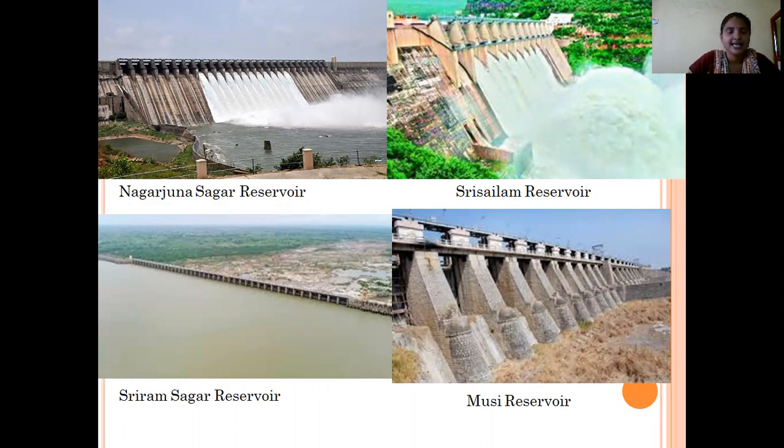So the major dams in Telangana are Nagarjuna Sagar Reservoir, Srisailam Reservoir, Sriram Sagar Reservoir, and Musi Reservoir. So all these are major multi-purpose reservoirs constructed for drinking, agriculture, hydropower, industrial, flood control, like that purposes.